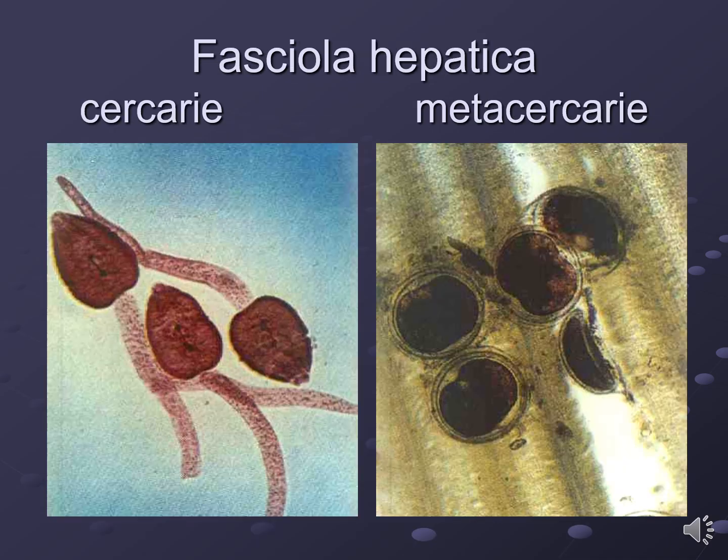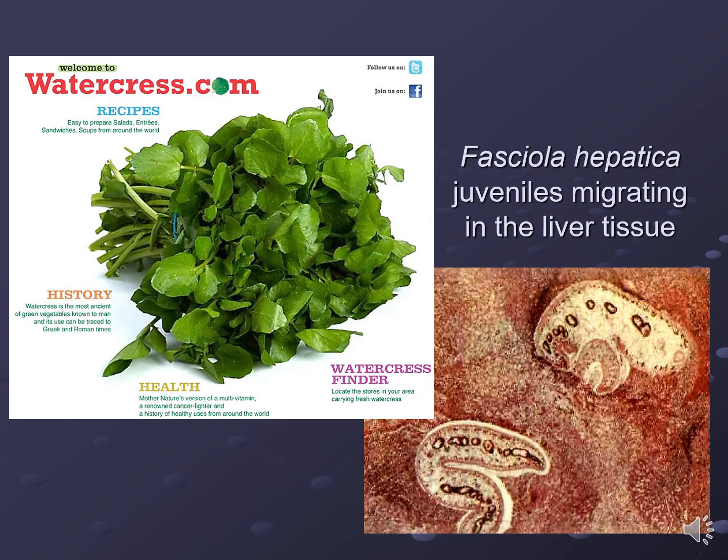So here we see the cercaria over the left-hand side and the metacercaria on the stalks of the vegetation over the right-hand side. Those are like cysts, actually, which will give infection upon ingestion. Here we have watercress. Watercress is a wild herb.